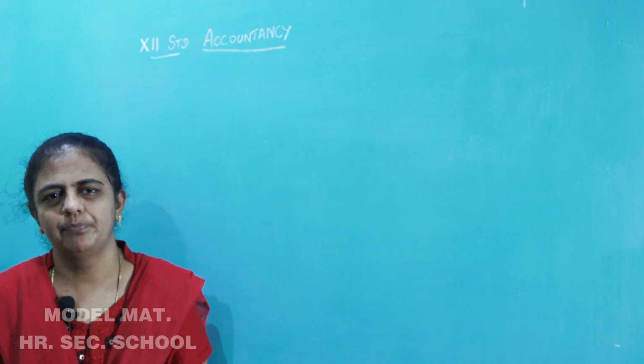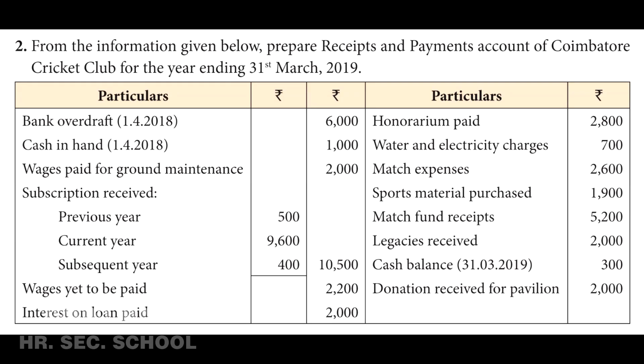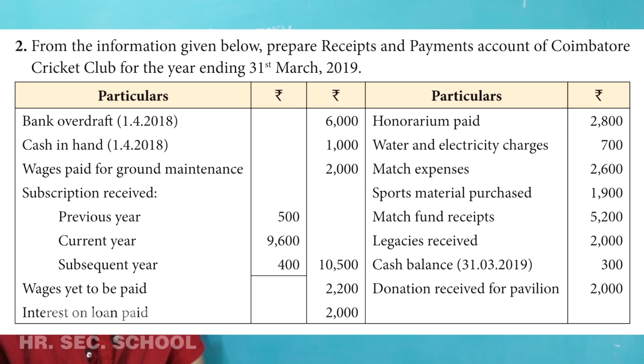Question number 2, page number 71. Just look onto the screen for the question. From the information given below, prepare the receipts and payments account of Coimbatore Cricket Club for the year ending 31st March 2019. Bank overdraft 6,000, given in brackets as 1/4/2018. So it is understood that it is the opening balance of bank overdraft at the beginning of the year.